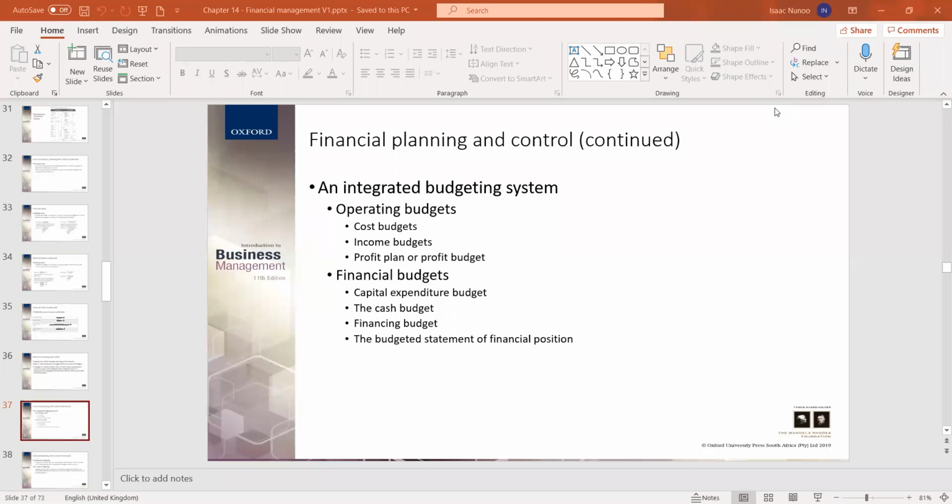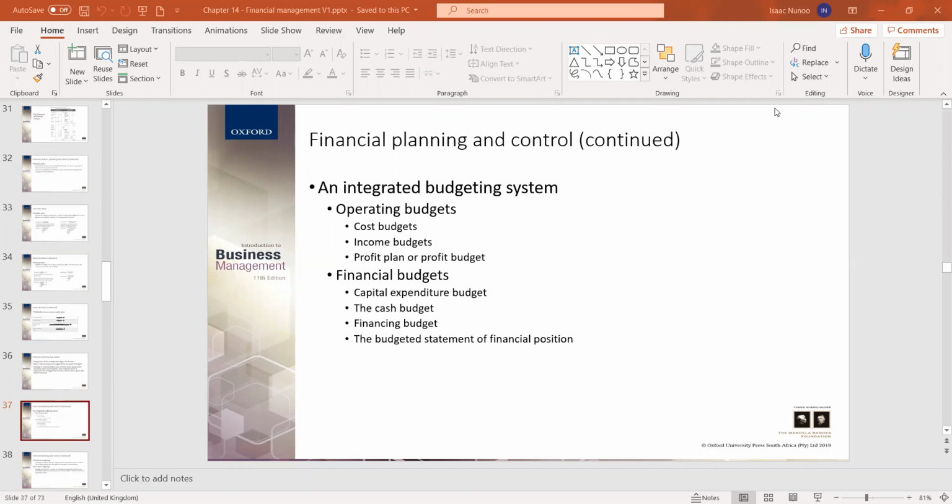So under the operation budget, we are talking about three responsibilities. We are going to center on three kinds of budgets. So we have the cost budget. Now the cost budget too, we can talk about the manufacturing cost budget and the discretionary cost budget.